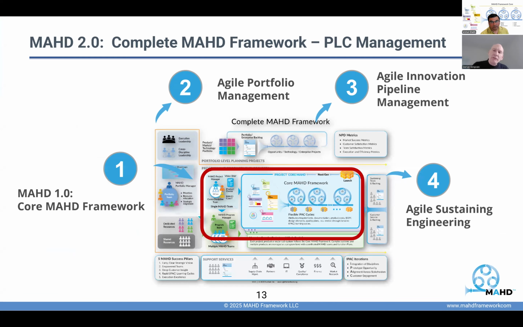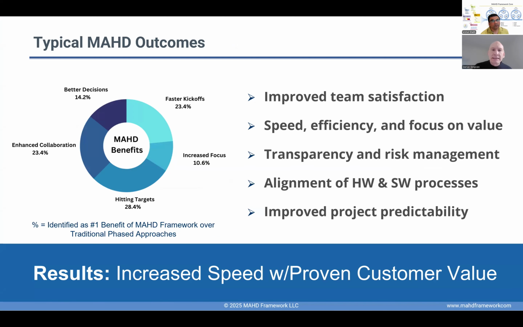That was really the complete MAHD framework that works across the whole product lifecycle management from end to end. And that includes things like portfolio management. It really thinks about project selection and innovation management, sustaining engineering. And we want to think about how to apply Agile methods and thinking throughout the entire life cycle of a product. So when we released MAHD the first time, MAHD 1.0, it was really about the core MAHD framework and thinking about project excellence. And that's really where we're going to spend most of our time today.